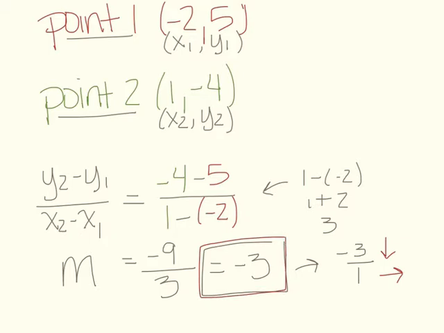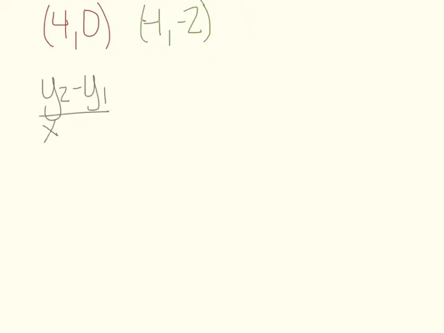Let's look at another example with me talking maybe a little bit less. Sometimes I think that's helpful. So we have our first point, which is 4, 0. And our second point, which is negative 1, negative 2. So using our formula, y2 minus y1 over x2 minus x1. Point 1 gives me x1, y1. Point 2 gives me x2, y2.